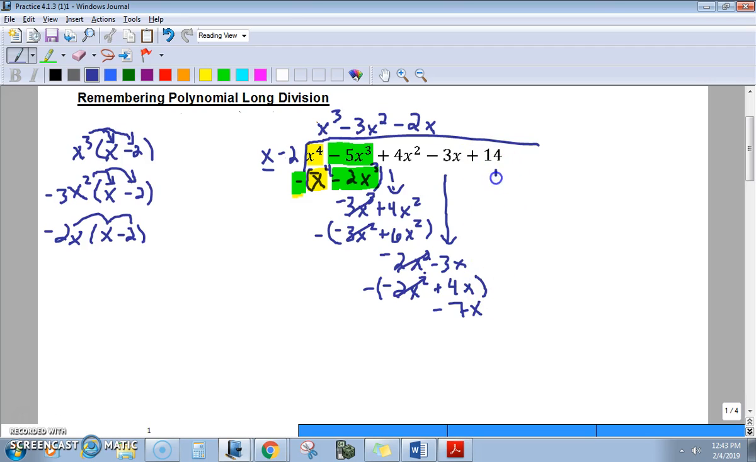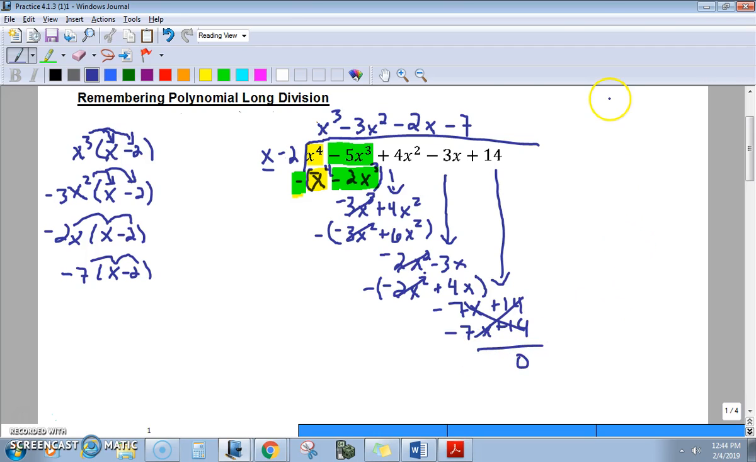And then I'm going to bring down positive 14, and I'm going to multiply by negative 7. So I take negative 7 and multiply it by x minus 2, distribute, and I get negative 7x plus 14. And since they're both exactly the same, I have my answer with a remainder of 0, right?